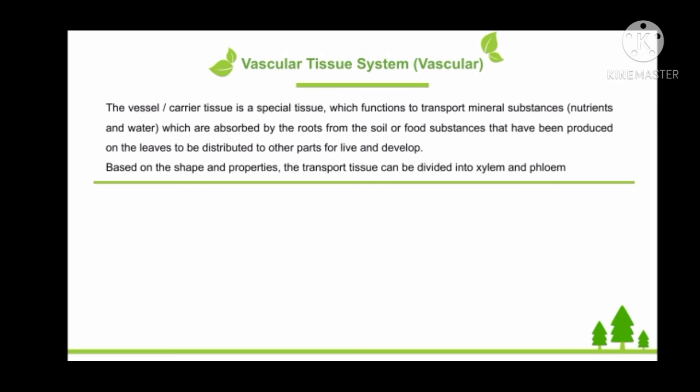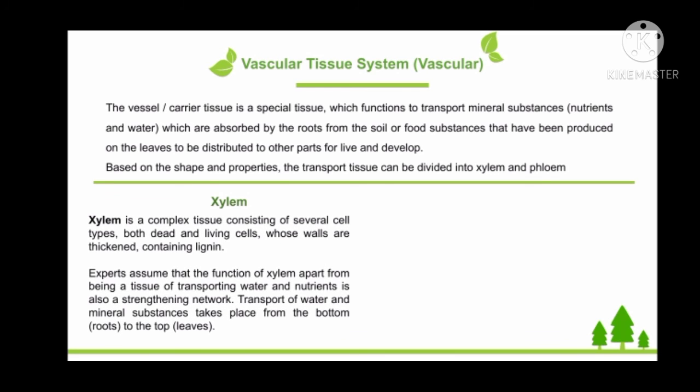Vascular tissue system. The vessel or carrier tissue is a special tissue with the function to transport mineral substances or nutrients and water, which are absorbed by the roots from the soil, or food substances that have been produced in the leaf, to be distributed to other parts to live and develop. Based on the shape and properties, the transport tissues can be divided into xylem and phloem.